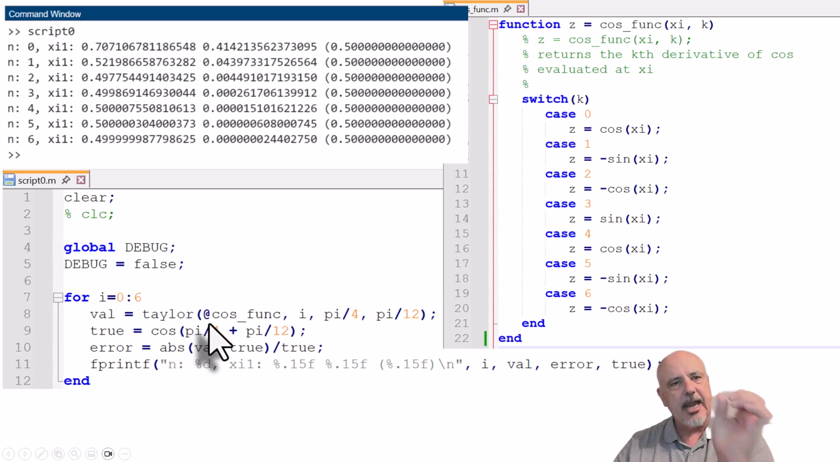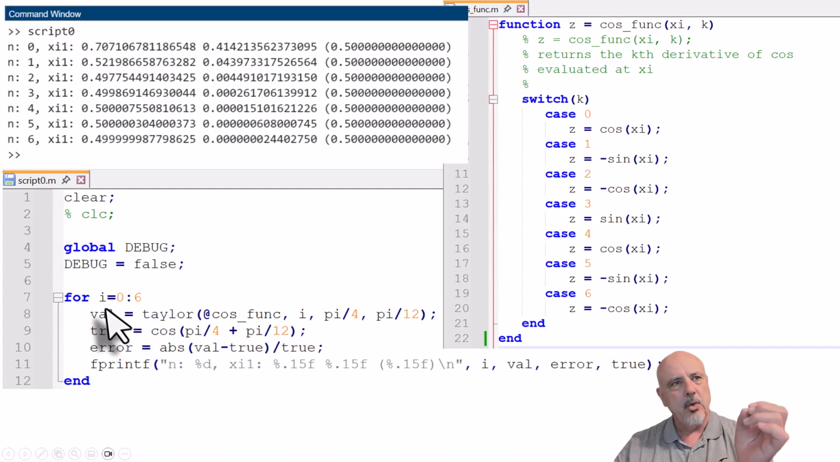When I say at, that at symbol in MATLAB means to send the function handle so that inside the Taylor function it can use cos func. Right? So that's what this at symbol means. Very, very powerful. It's called a function handle. And I'm going to be sending it I.